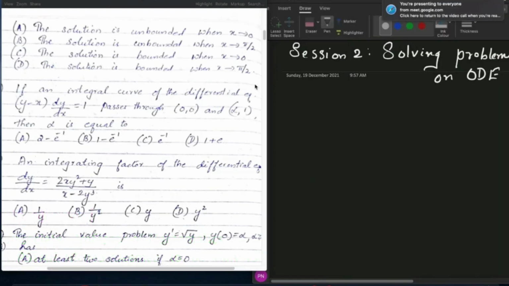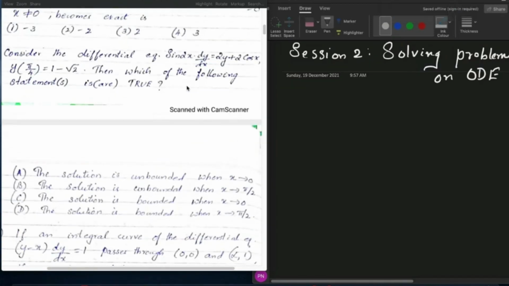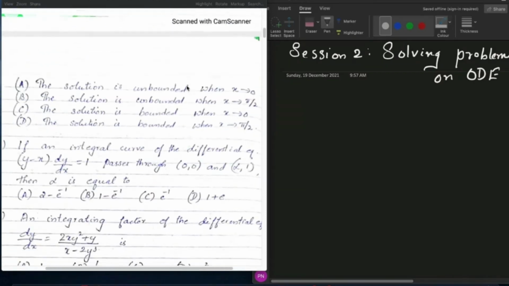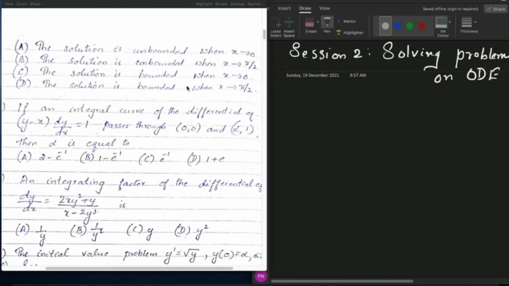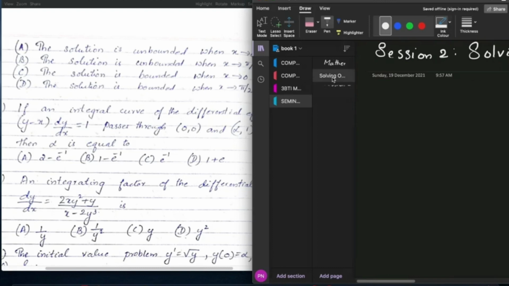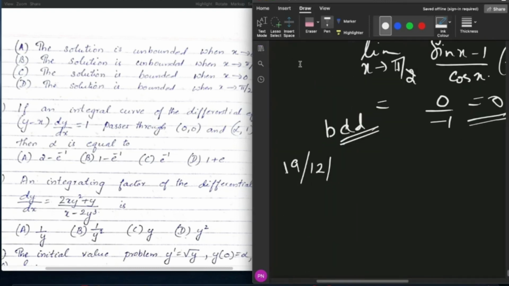So this was the last problem that we attempted. Consider the differential equation sin 2x dy by dx is equal to 2y plus 2 cos x, and y of pi by 4 is given. Then which of the following statements is true, this is an MSQ actually. So we have checked this and we have done this problem. This was the last problem that we have done. We have checked the boundedness.